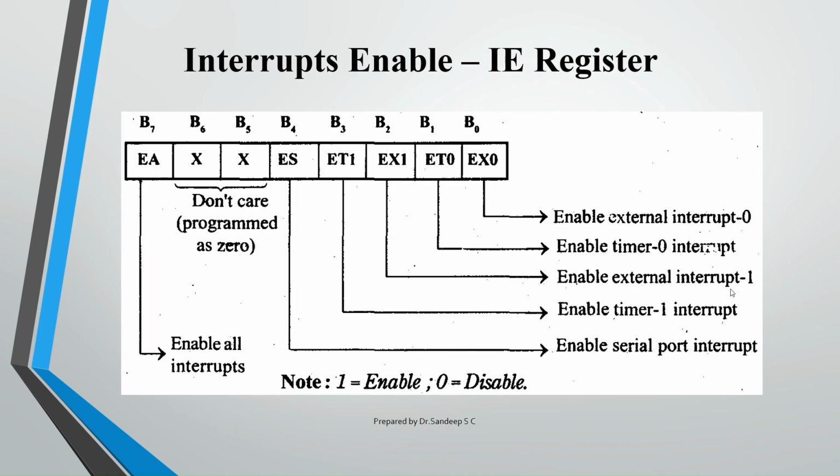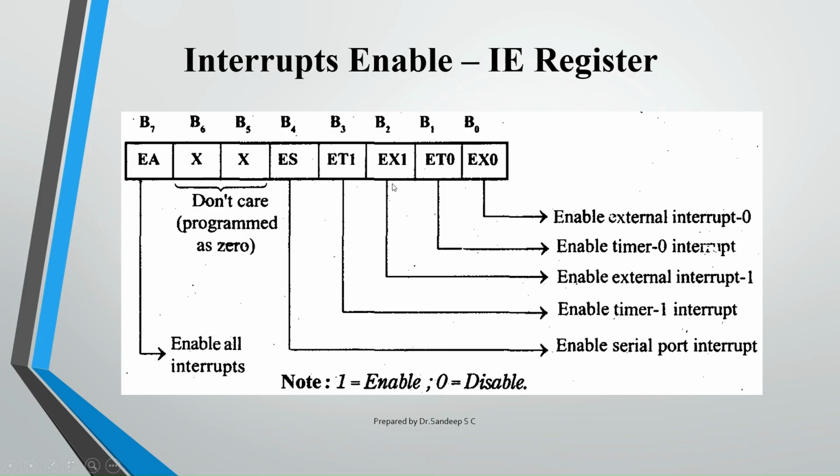Then we will see how to enable the interrupts. To enable the interrupts, we have the IE register, that is the interrupt enable register. Again, we have 5 bits used for enabling the interrupts, starting from external interrupt 0, then timer 0 at bit 1, external interrupt 1 at bit 2, timer interrupt 1 at bit 3, and bit 4 is for the serial port interrupt. These 5 bits are used to enable the interrupts. Only when we set these bits to 1 will that interrupt be enabled for that particular peripheral.